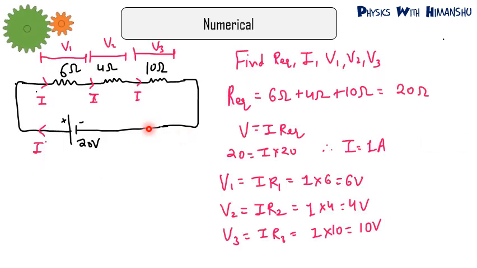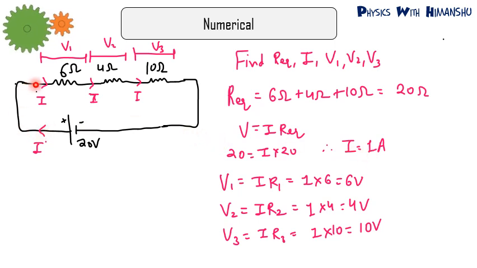Now suppose for this question there is a battery of 20 volt, a 6 ohm resistor, a 4 ohm resistor and a 10 ohm resistor, and the question is to find R equivalent, current, V1, V2 and V3. All three resistors are connected in series, so the equivalent resistance will be the sum of all the resistors. It's 6 plus 4 plus 10, that is 20 ohm. V will be equal to I into R equivalent, where V is the potential of the battery, I is the current released by the battery, and R equivalent is the equivalent resistance. Putting V as 20 and R equivalent as 20, the current will be 1 ampere. So the battery is releasing 1 ampere of current.